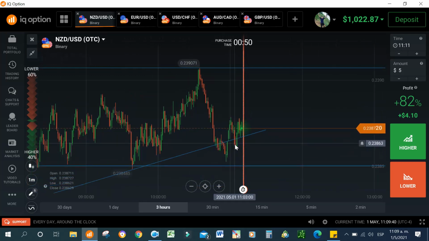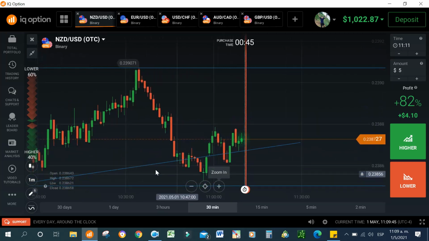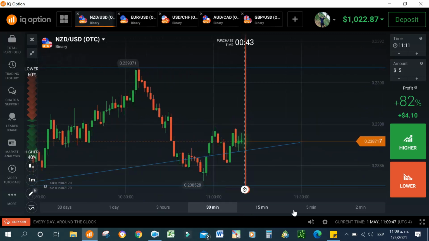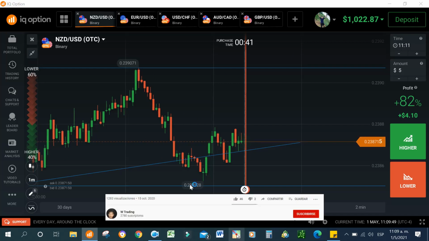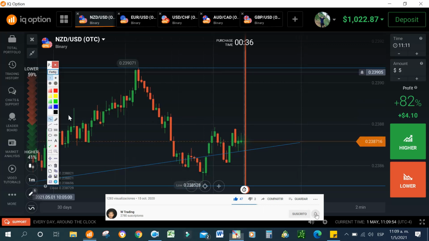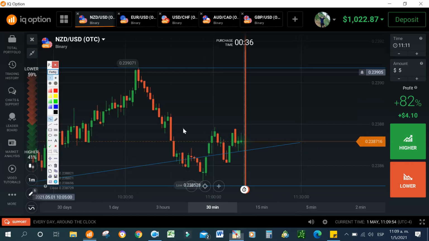Or if it breaks it down, for example in this case, I can also consider going with that breakout. Let me place an example. For example, in this case, it broke that line down, and it was okay if I entered a trade here on the next candlestick, because remember, it's 1 minute expiration.